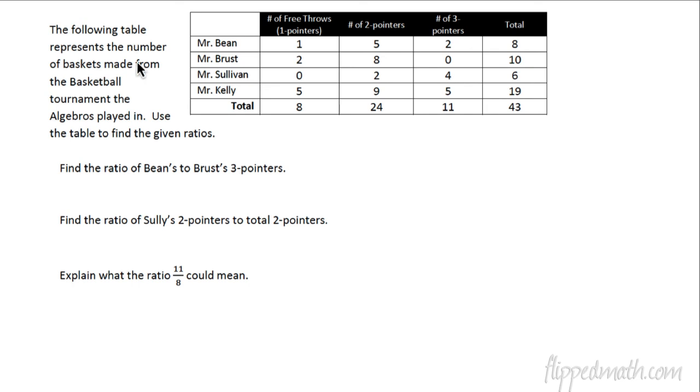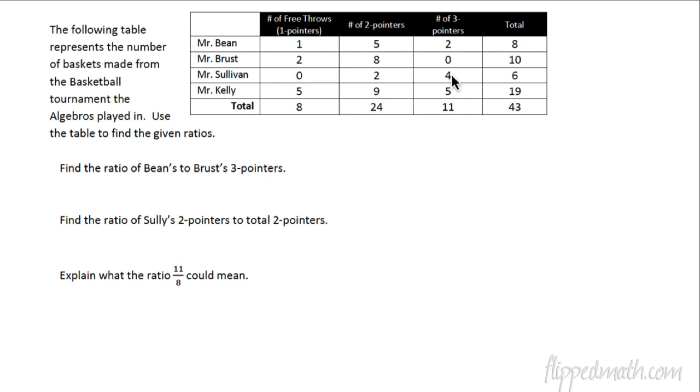The following table represents the number of baskets made from a basketball tournament that the Algebros played in. By the way, there's 4 Algebros. Here they are: Mr. Bean, Mr. Brust, Mr. Sullivan, Mr. Kelly. Use the table to find the given ratios. That's all we've got to do. That's not too difficult. So the first one, find the ratio of Mr. Bean's to Mr. Brust's 3-pointers.